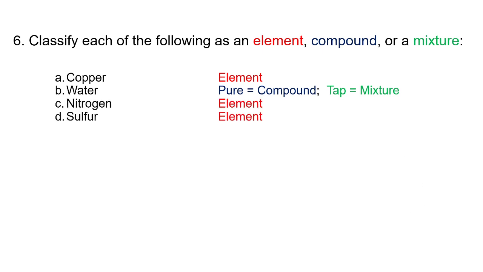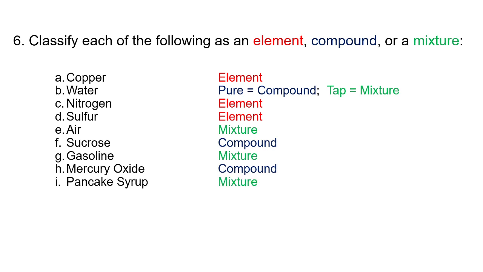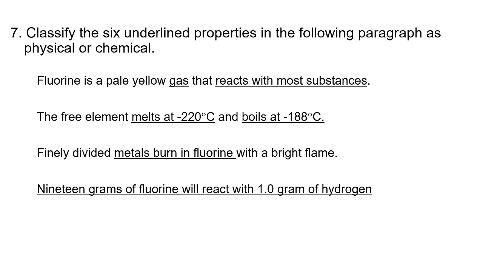Nitrogen is an element. Sulfur is an element. Air is a mixture. Sucrose is a compound. Gasoline is a mixture. Mercury oxide is a compound. Pancake syrup is a mixture. Carbon dioxide is a compound. Let's move on to number 7.